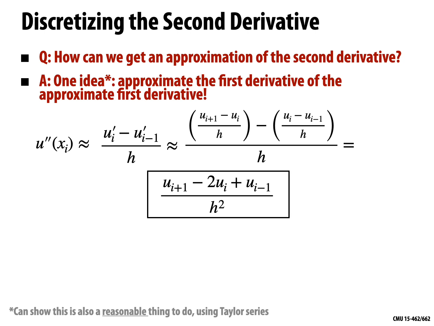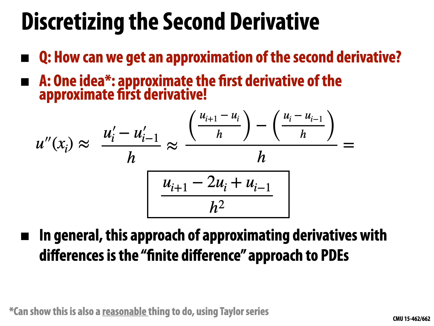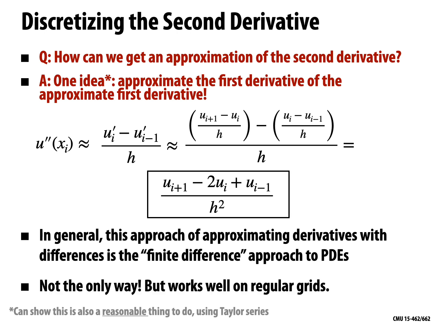By the way, this starts to sound a little bit like what we said about the Laplacian. We're comparing kind of the values in a neighborhood to the values at the center, right? Okay, but in general, this approach of approximating derivatives with differences is called the finite difference approach to PDEs. This is not the only way to do it. There are finite element methods, there are finite volume methods, there's a lot of interesting ways to approach PDEs, but finite differences are very natural and work very well for regular grids.